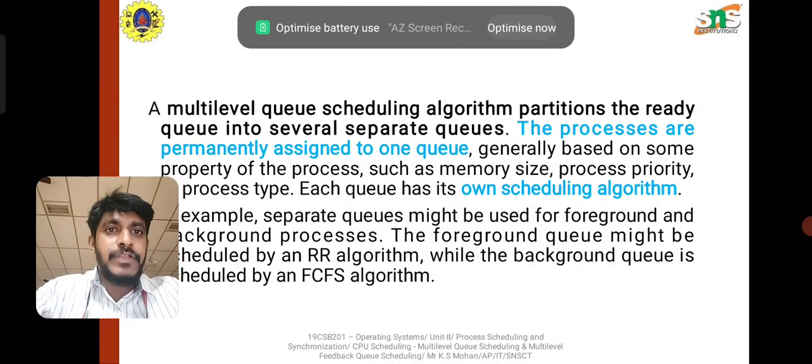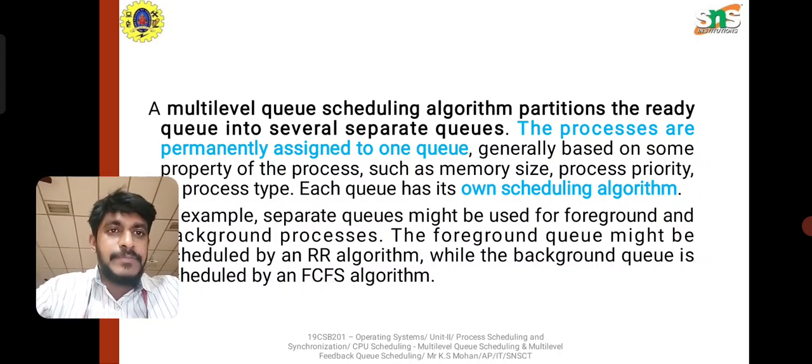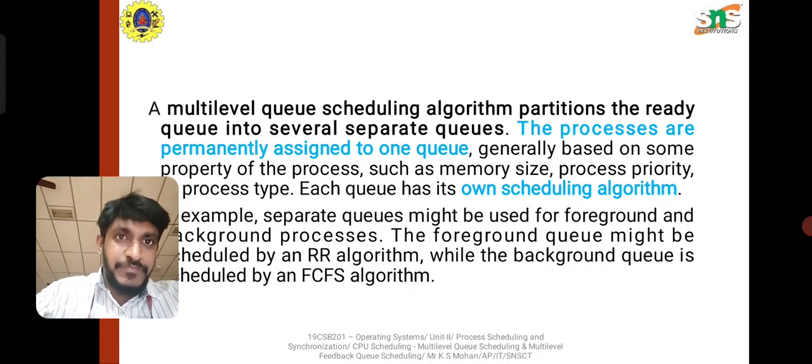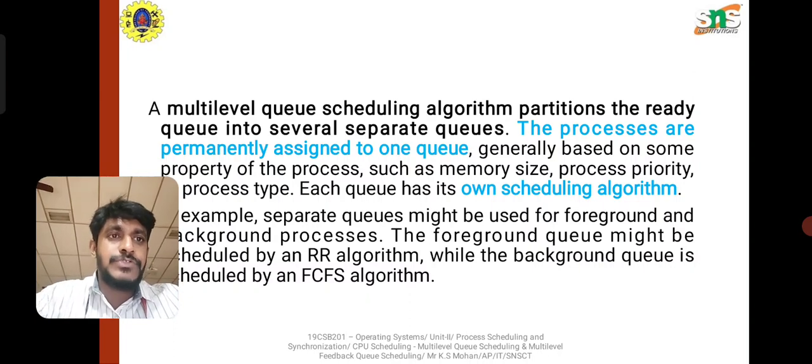In multi-level queue scheduling, processes are permanently assigned to one queue, so each queue has its own scheduling. For example, separate queues might be used for foreground and background processes. The foreground queue might be scheduled by an RR algorithm, while the background queue is scheduled by an FCFS algorithm, which we discussed in the previous lecture video. So the multi-level queue scheduling algorithm partitions the ready queue into several separate queues.